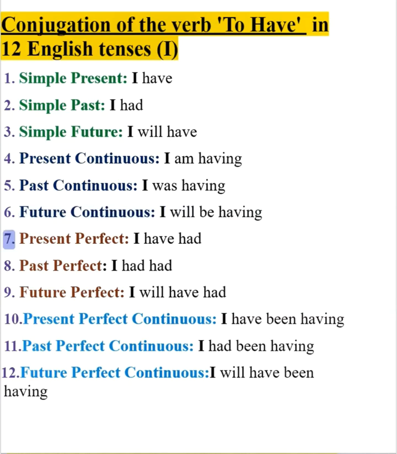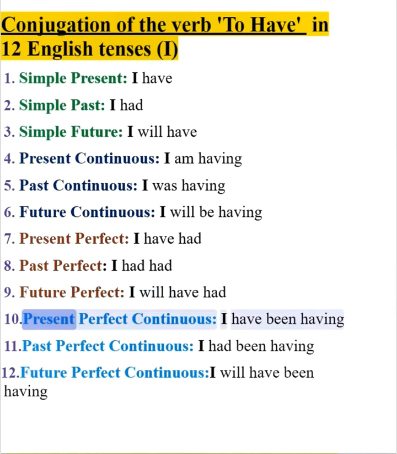7. Present perfect, I have had. 8. Past perfect, I had had. 9. Future perfect, I will have had.